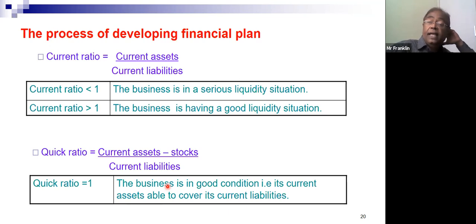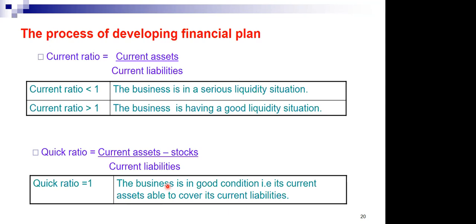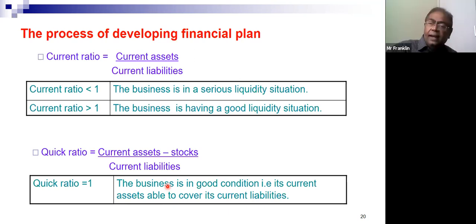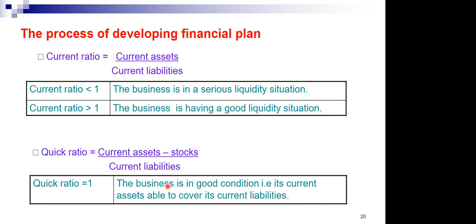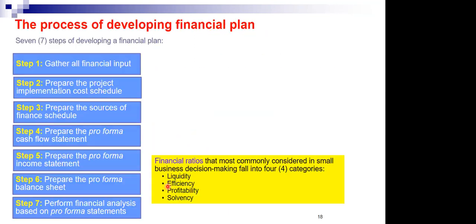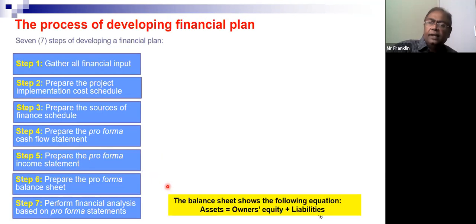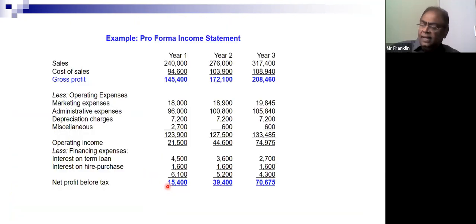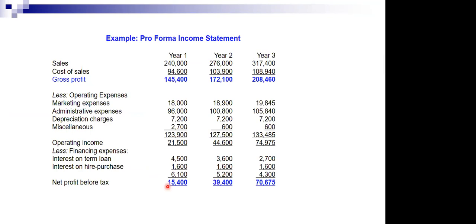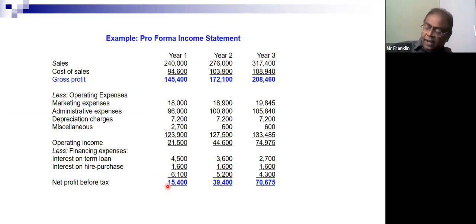All right. Then there's another one, called the quick ratio. Quick ratio is current asset minus the stock, divided by current liability. Now let's look at that one. What is the formula? Current asset minus stock, divided by current liability.